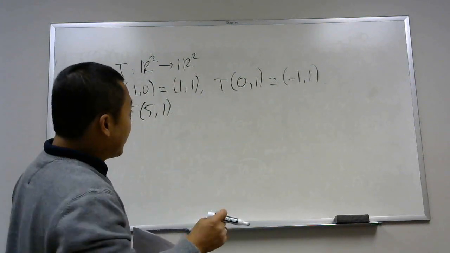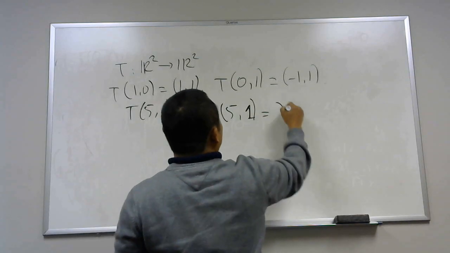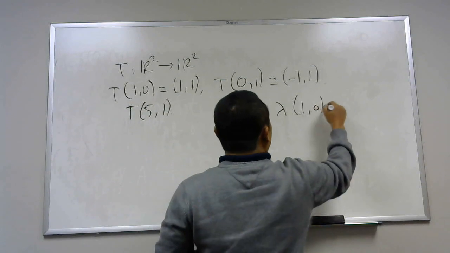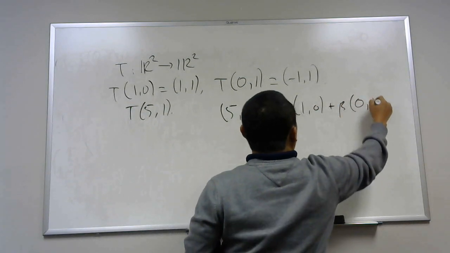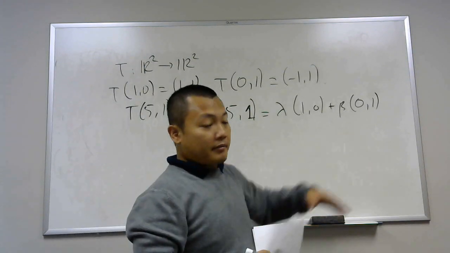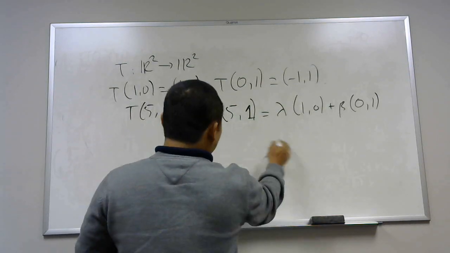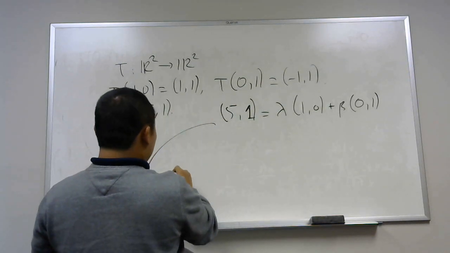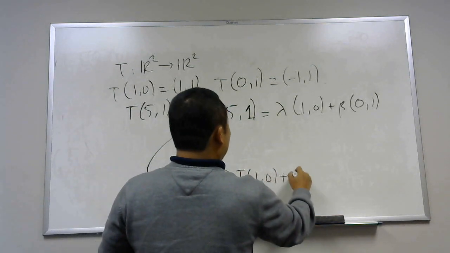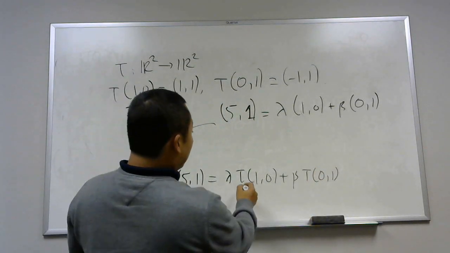Okay, let's say I express (5, 1) as a linear combination: lambda times (1, 0) plus beta times (0, 1), right? And then I apply T to both sides. So I have T of (5, 1) equals lambda T of (1, 0) plus beta T of (0, 1). Makes sense?